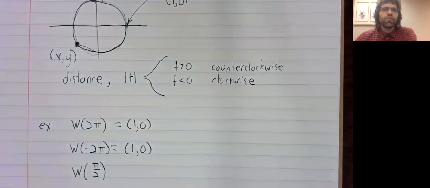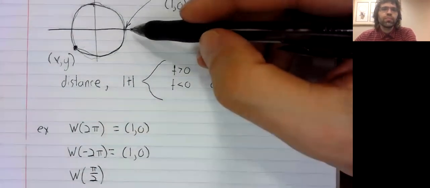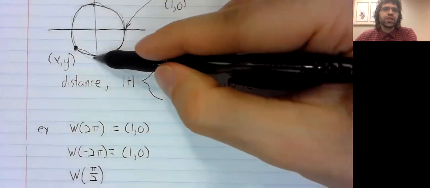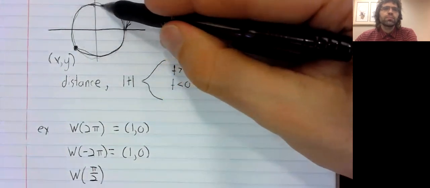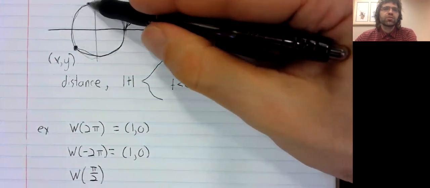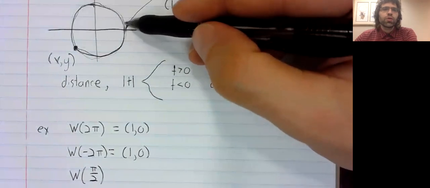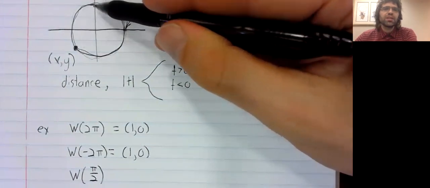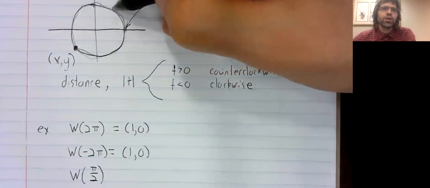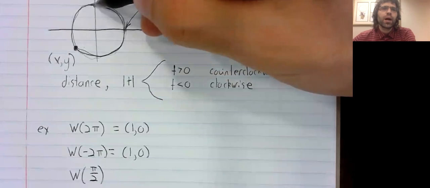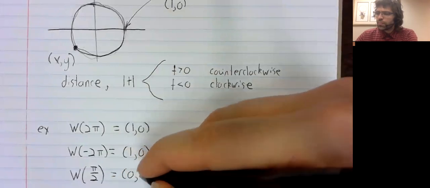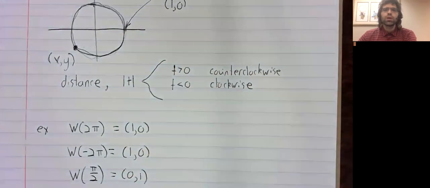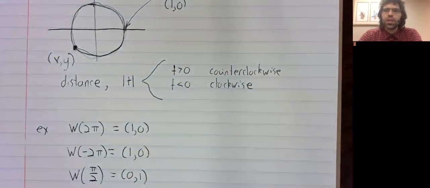What about w of π/2? Well, the circumference is 2π. So this semicircle is π units long, and π/2 is half of the semicircle. We walk π/2 units, and we wind up here, at (0, 1). And that's how the wrapping function works.